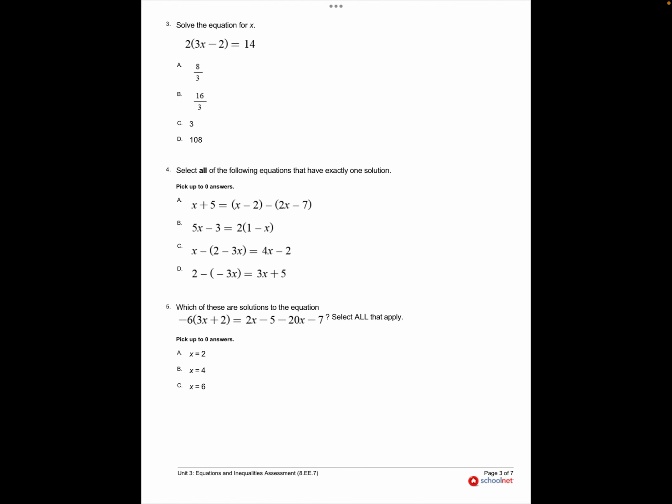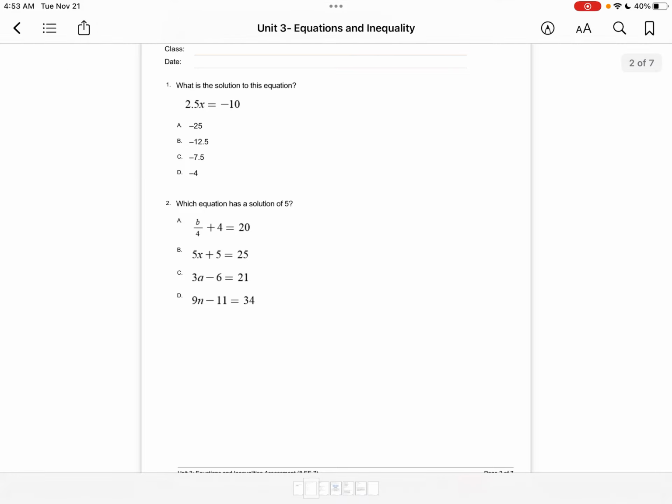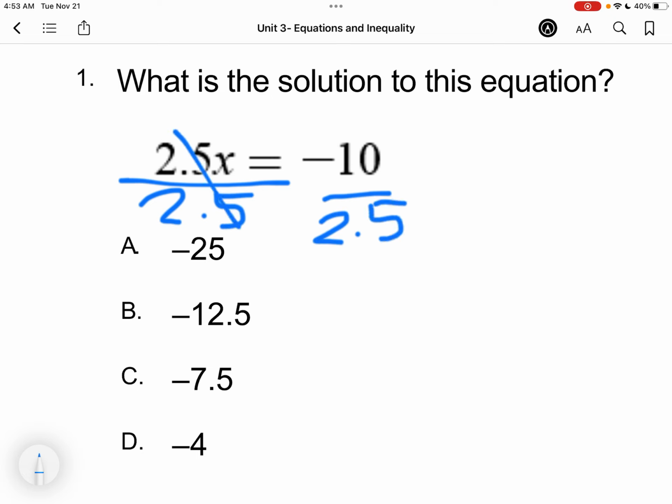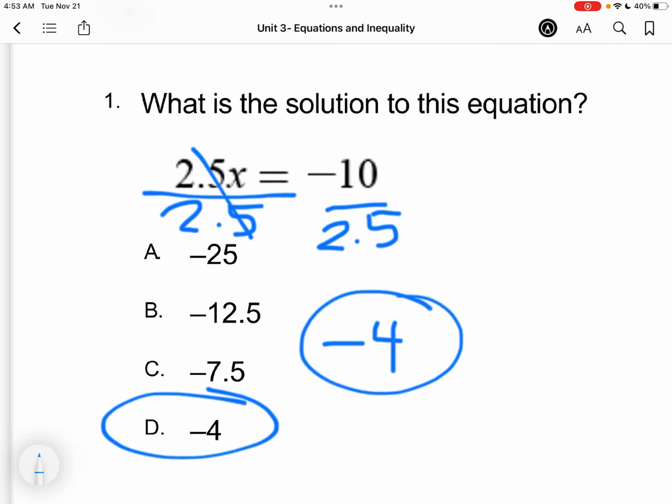So we're going to, if we multiply by 2.5, the opposite is to divide by 2.5 on each side. Negative 10 divided by 2.5 leaves me with negative 4. So my answer should have been D.